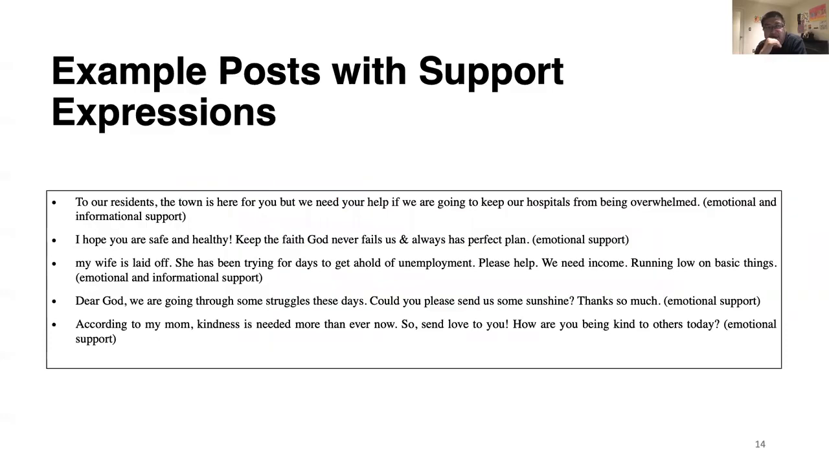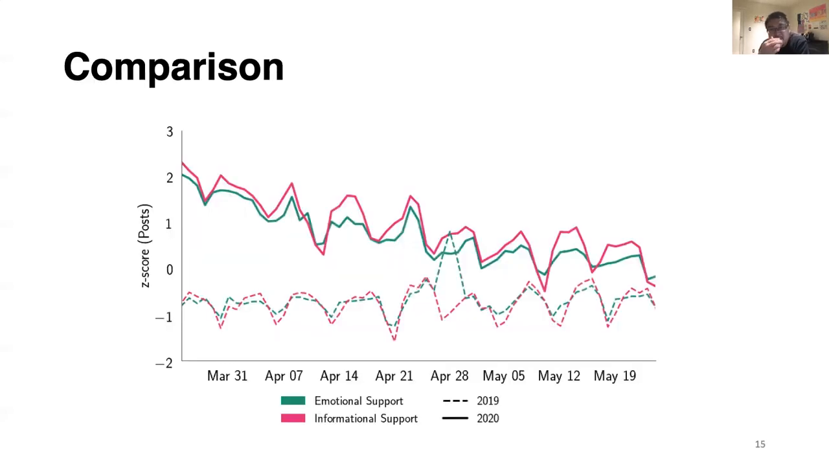The authors also examined the change in support expressions, and these are some example posts with support expressions I copied from their paper. This is a change curve which shows the evolution of support expressions in the treatment and control data sets. Again, the difference is significant. You can see the emotional support increased by about 5%, and the informational support increased by about 5% as well.